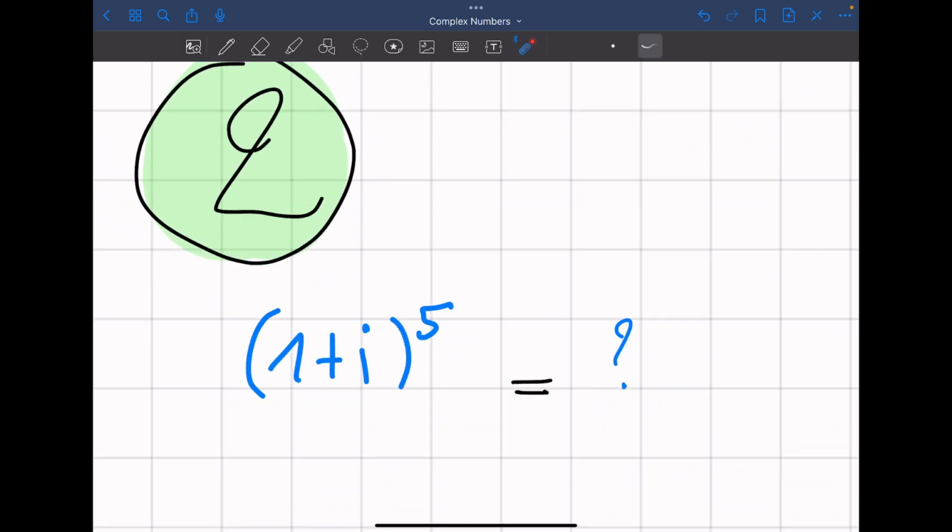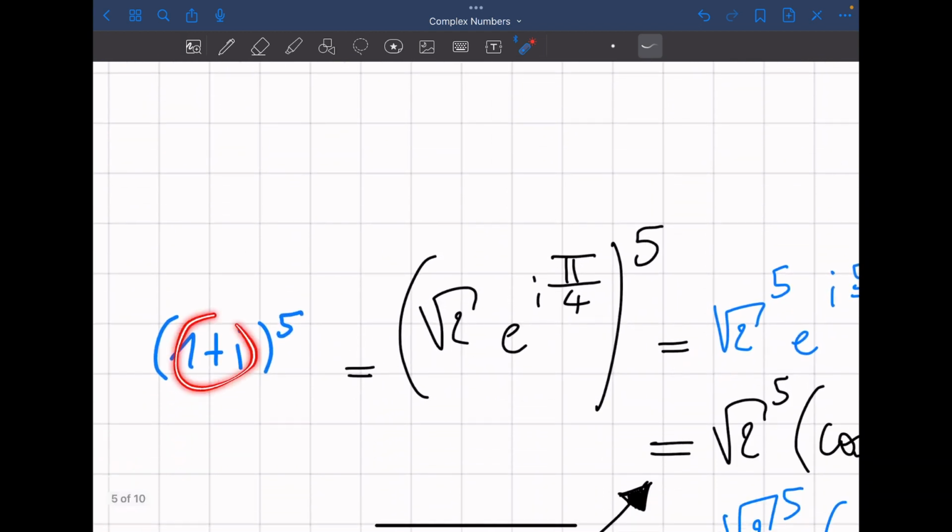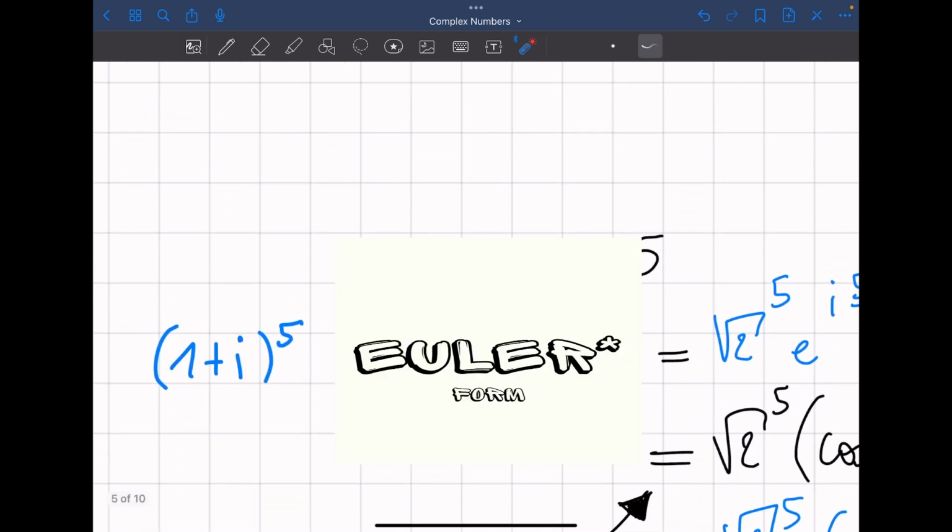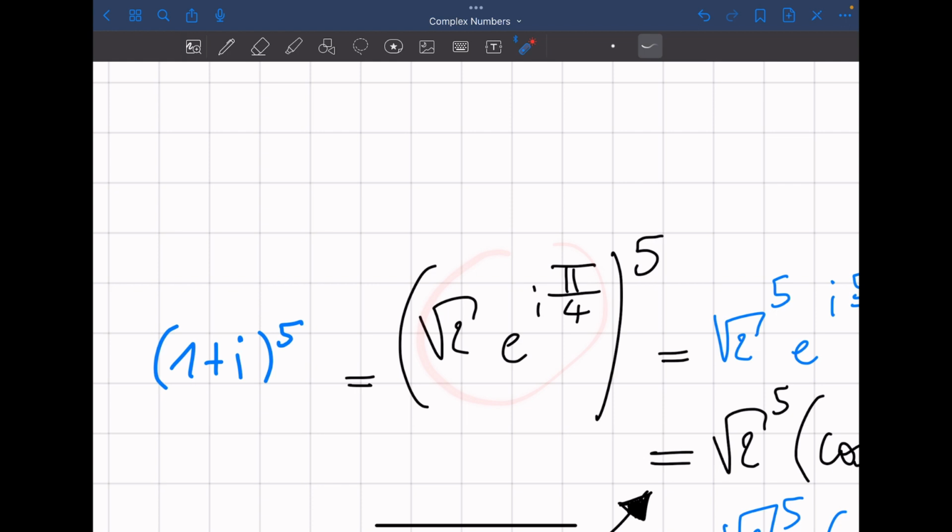Second exercise, what is 1 plus i to the power of 5? First step, you write this one in the polar form. Why is it so cool? It's because you can then use the definition of the power.